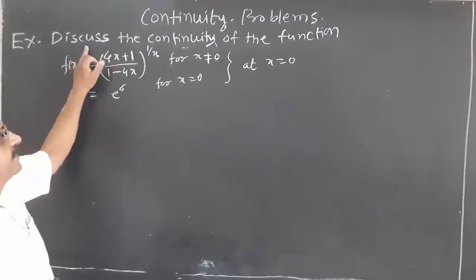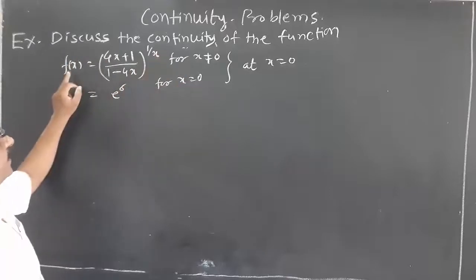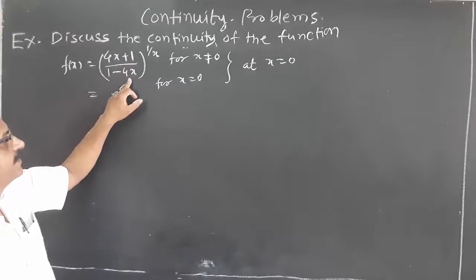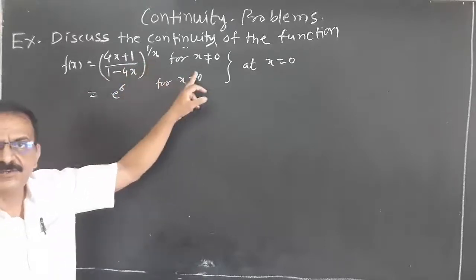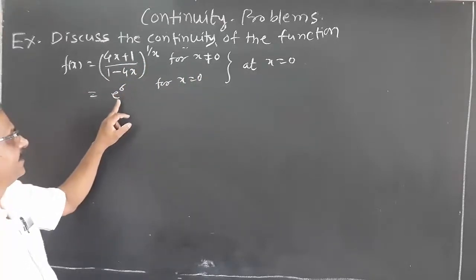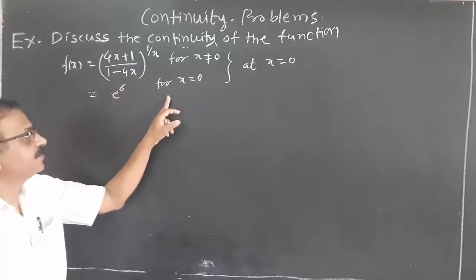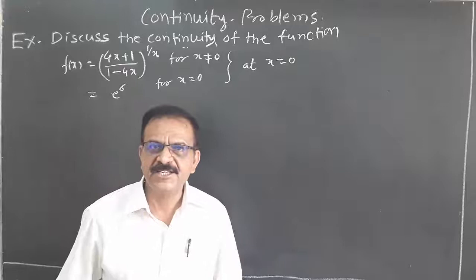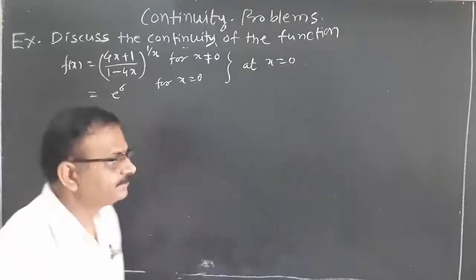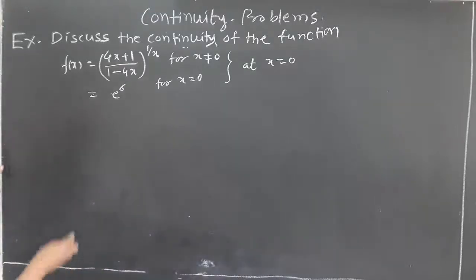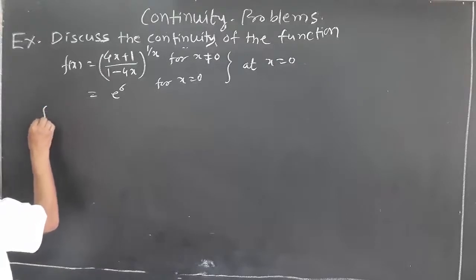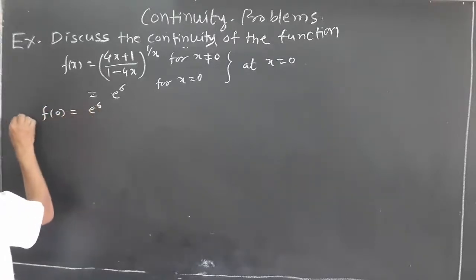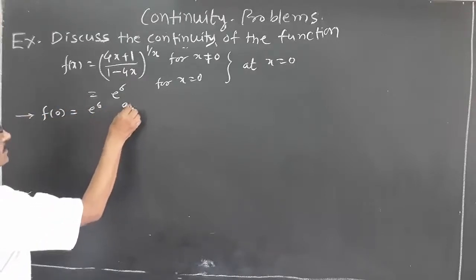Problem is, discuss the continuity of the function f(x) equal to ((4x plus 1) divided by (1 minus 4x)) raised to 1/x for x not equal to 0, and e raised to 6 for x equal to 0, at x equal to 0. We have to discuss the continuity at x equal to 0. Now, f(0) is given, e raised to 6. This is given.